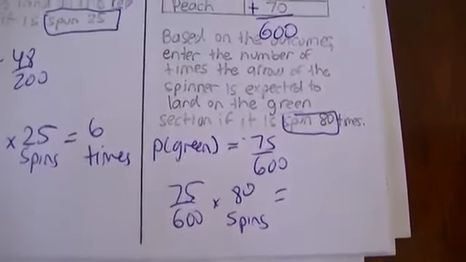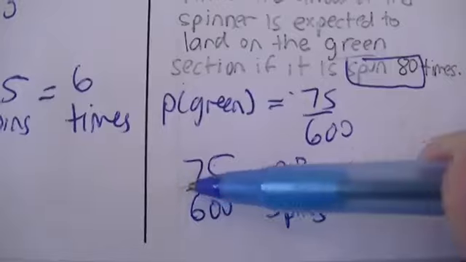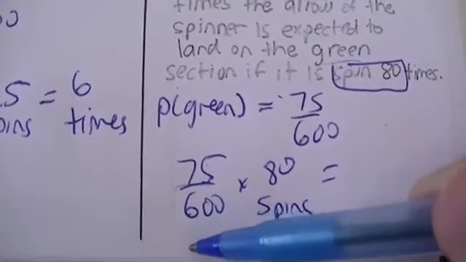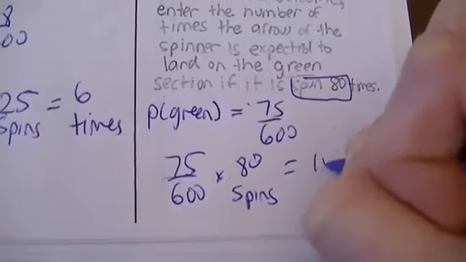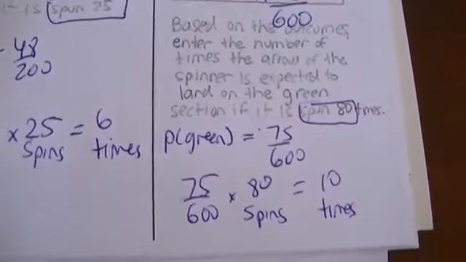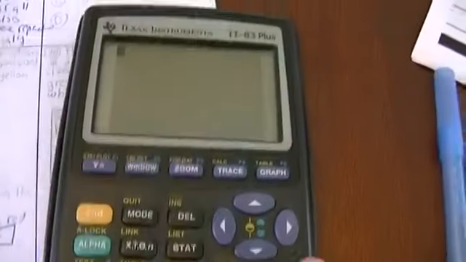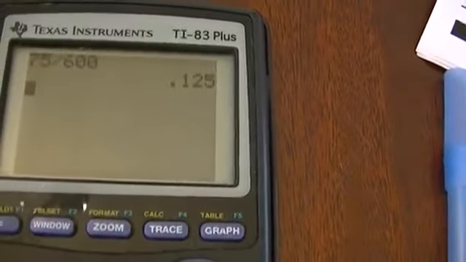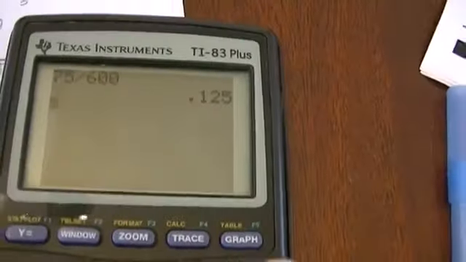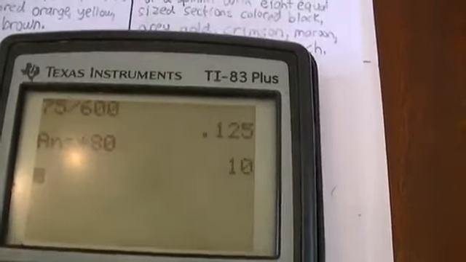Okay, to do this on your calculator, go 75 divided by 600, press equals. That will give you a decimal. Take that decimal and multiply it by 80, and you should get 10 times. Okay, look like this, 75 divided by 600. Okay, don't round it, just keep it in your calculator. And now take that value and times it by the 80 spins. And you get 10 times. Practice that so you will be successful on the test.